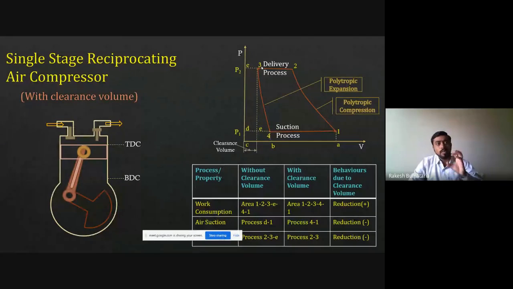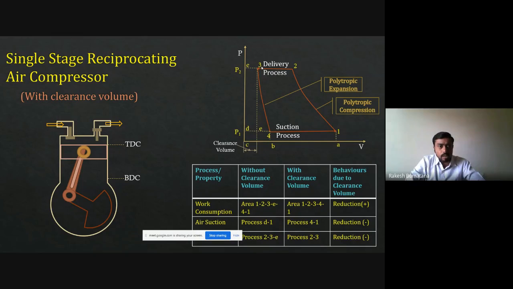But what happens after the delivery process is completed? There are always chances of air getting trapped in the clearance volume. One hundred percent of the supplied suction air will not be delivered during the delivery stroke; some will be trapped in the clearance volume between the piston and cylinder head at delivery pressure. Let's assume the compressor is working at 6 bar pressure, then a small amount of air at 6 bar pressure will be trapped within that clearance volume. And what happens?